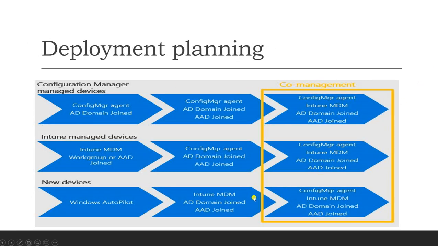So these are the three examples that I have prepared to show you. If you have the SCCM infra, this is what you can do. If you have the Intune infra, this is how you can make co-management. If you have new devices, there can be only the three conditions.